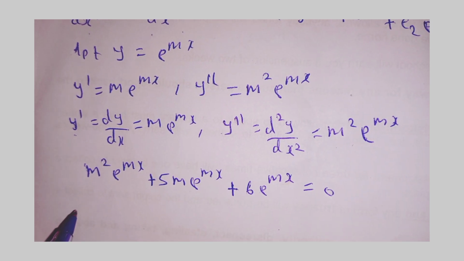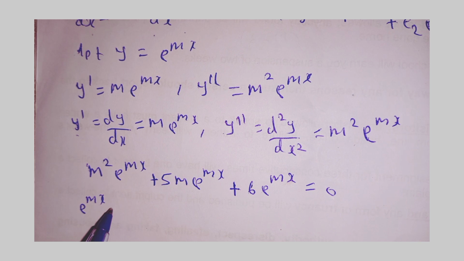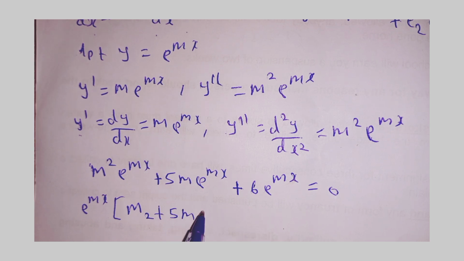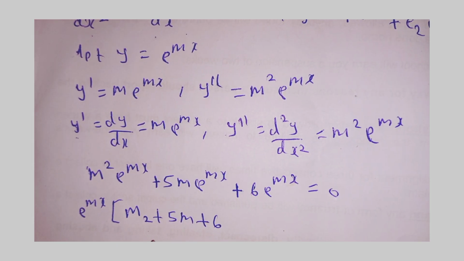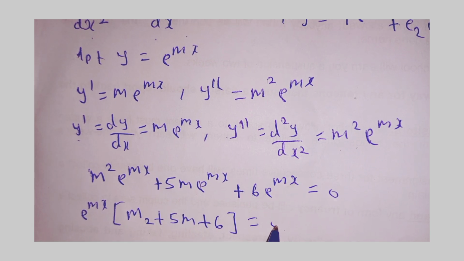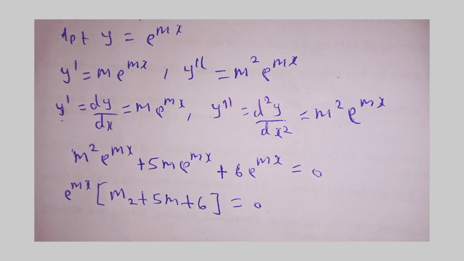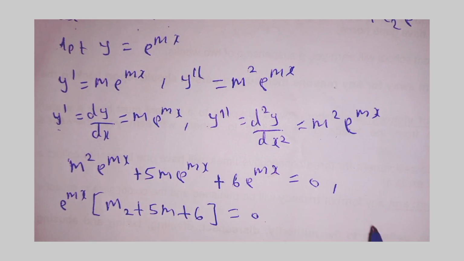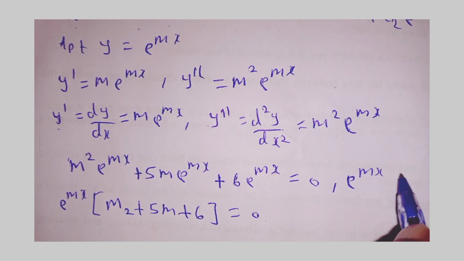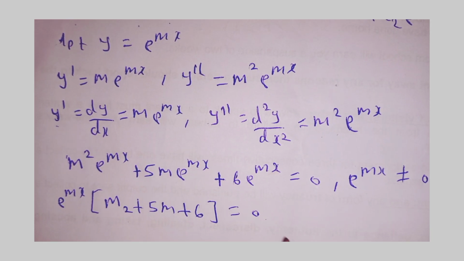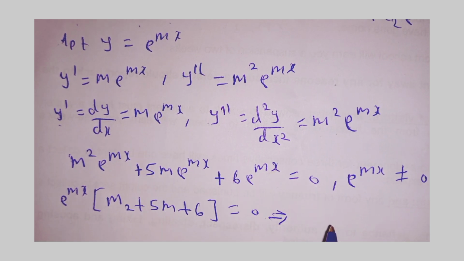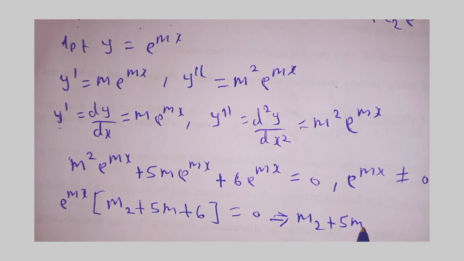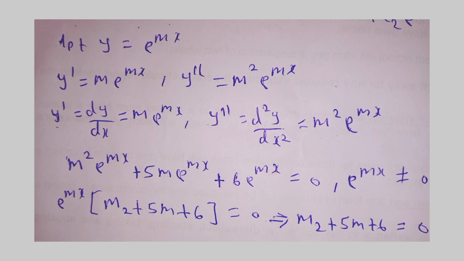Then we can factor out exponential mx to be left with m squared plus 5m plus 6, which is equal to 0. Now in order for our equation to hold, exponential mx cannot be equal to 0, never. Meaning that what is equal to 0 is what is in the bracket, m squared plus 5m plus 6, which is equal to 0.